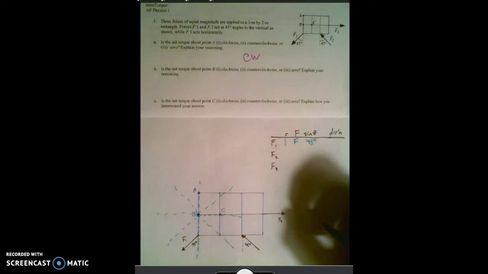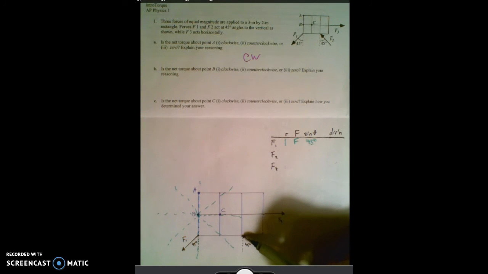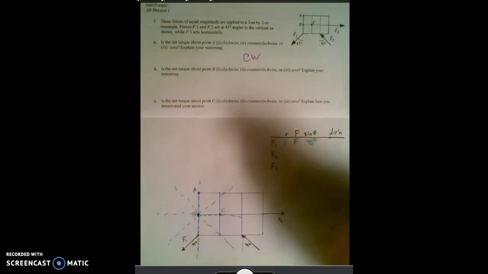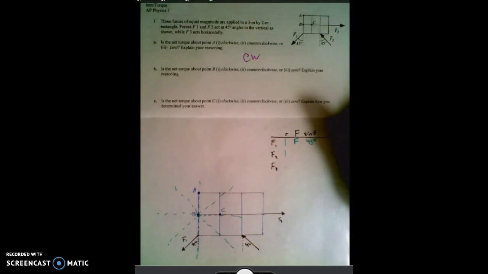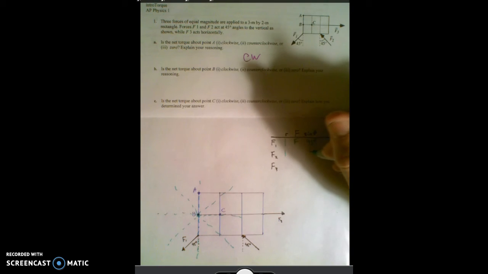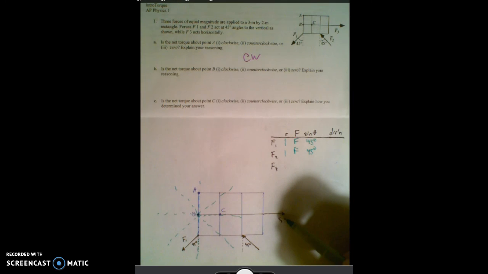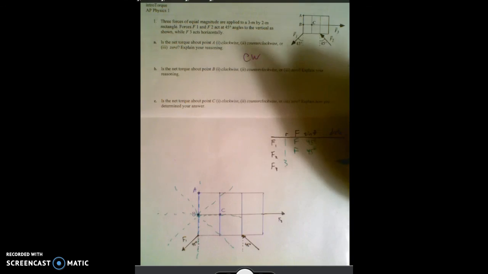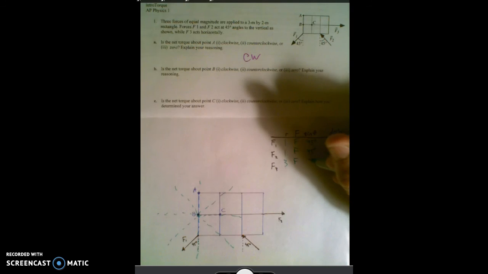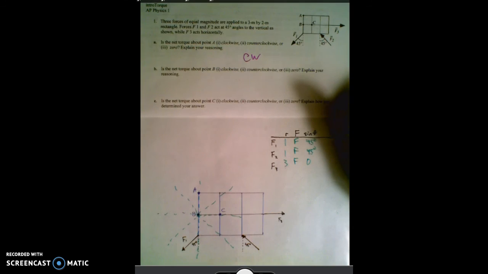Force 2, I can take that to, how about this radial arm here, where the radial distance is 2 and we're still at 45 degrees and the force is F. And for force 3, the radial distance is 3, the force is F, but the angle is 0 degrees.